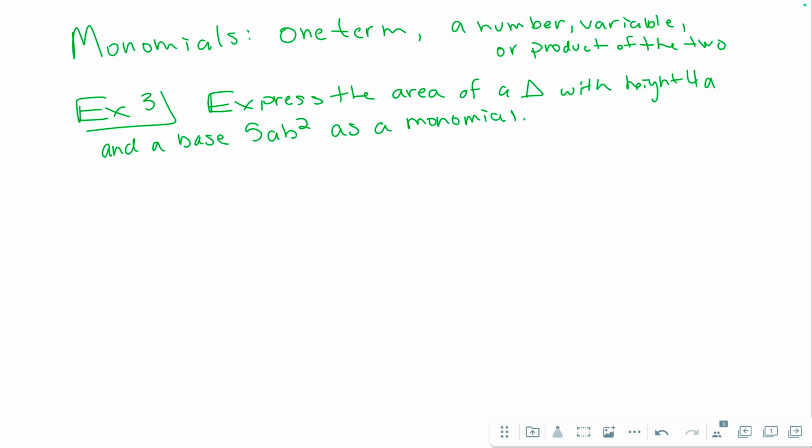What's the area of a triangle? What's the formula? Base times height divided by 2. One half base times height. Tomato, tomato. Potato, potato. They're all the same.